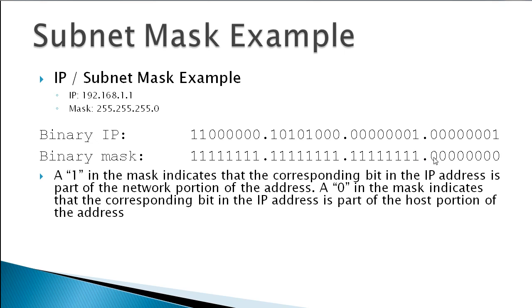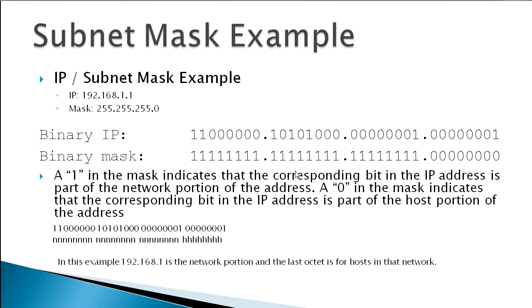If we have a 0 in the mask, that means that those corresponding bits in the IP address are to identify the host on that specific network. So in this case, the first 24 bits identify the network, and the last 8 bits identify the host. So we're going to route to this network, the full 24 bits. Inside that network, I have these hosts.